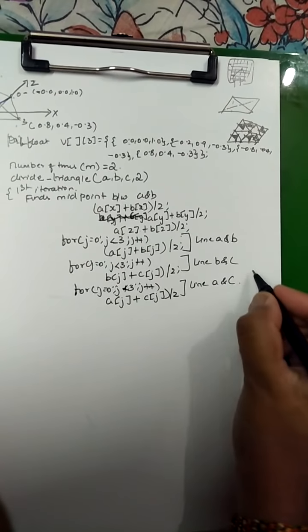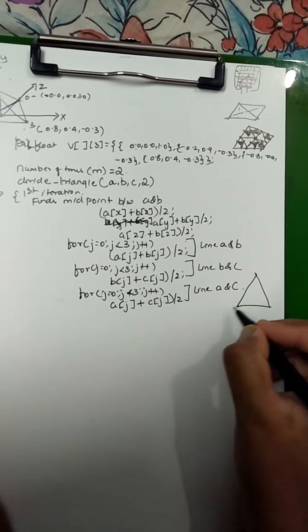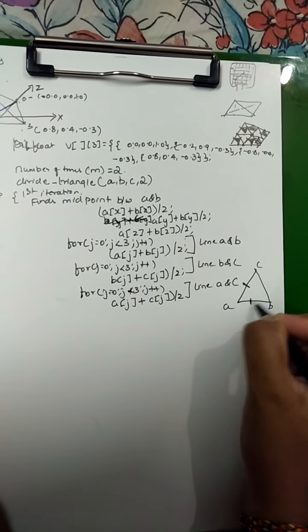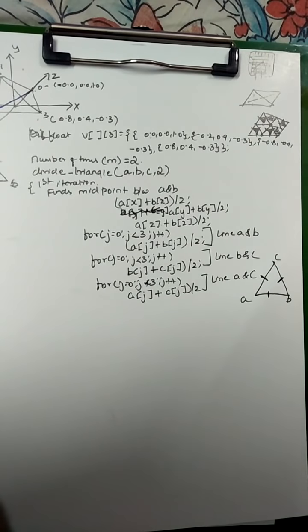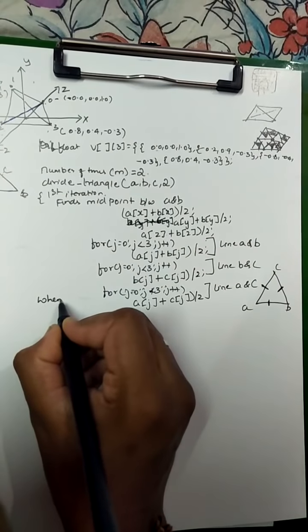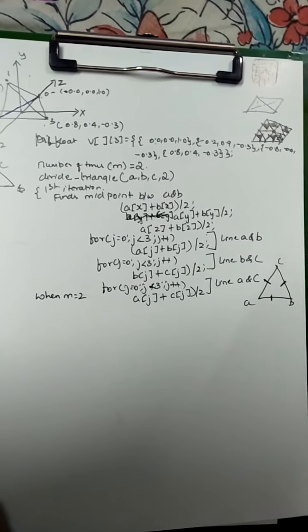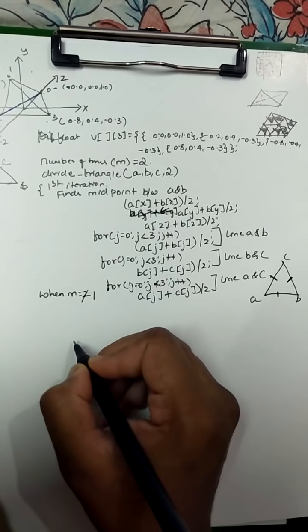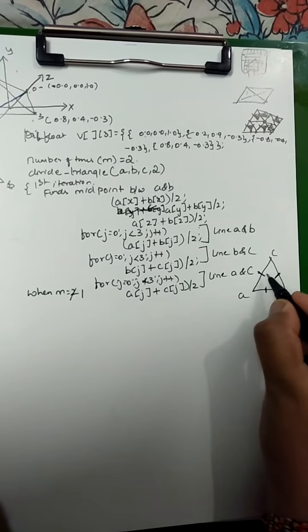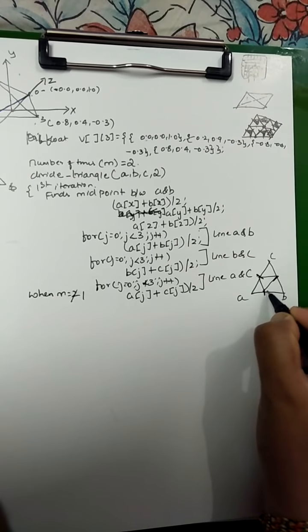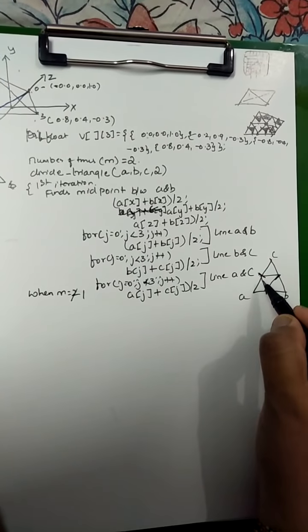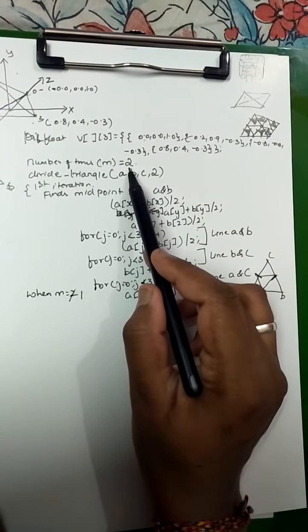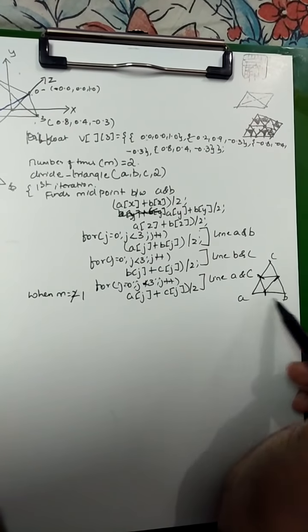So how does it look? It looks something like this. A, B, C. It has found a midpoint between these 3 lines. This happens when m is equal to 2. Now I'll decrement m by 1. Why? It has drawn a triangle, right? Fine. Since my number of times that I have to divide is 2, I have divided only this one face.